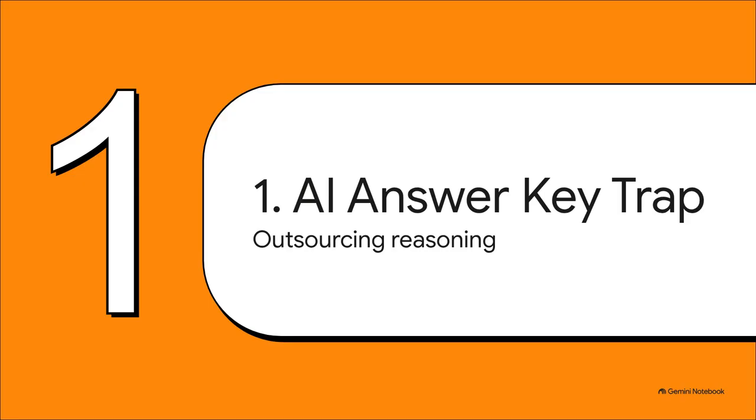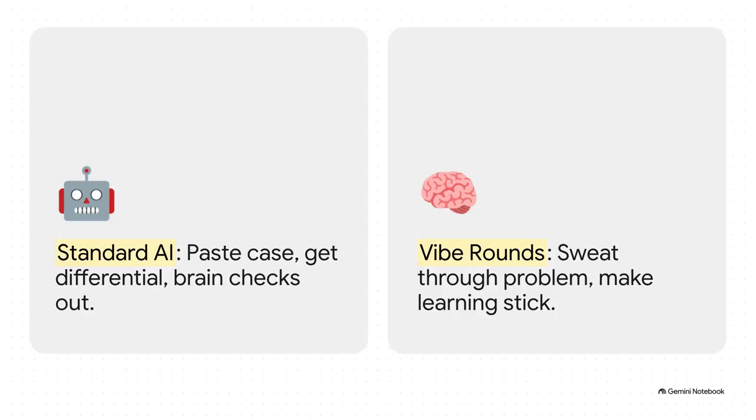Okay, let's dive into this. Section 1. The AI answer key trap, or the problem of outsourcing your reasoning. Look at how most people are using AI in medicine right now. You paste in a patient case, you get a clean, perfectly formatted differential, and you kind of feel like you learned something. But the absolutely crucial point here is you didn't. Your brain just quietly checked out. You essentially outsourced the hard part, the actual reasoning, to a machine. The Vibrounds experience, though, is the complete opposite. It literally forces you to sweat through the problem, because struggling with that information is what actually makes the learning stick in your long-term memory.